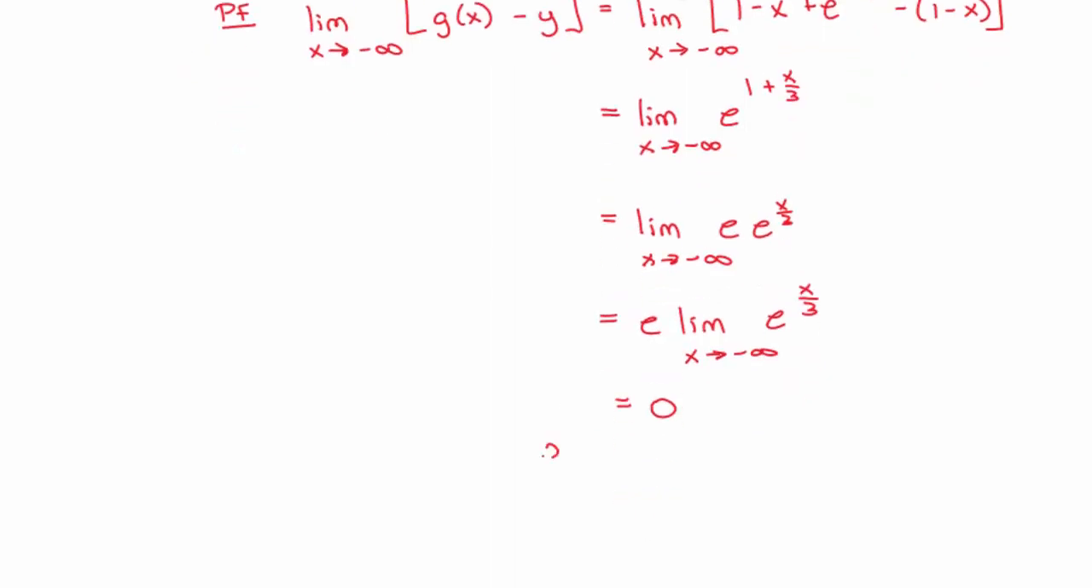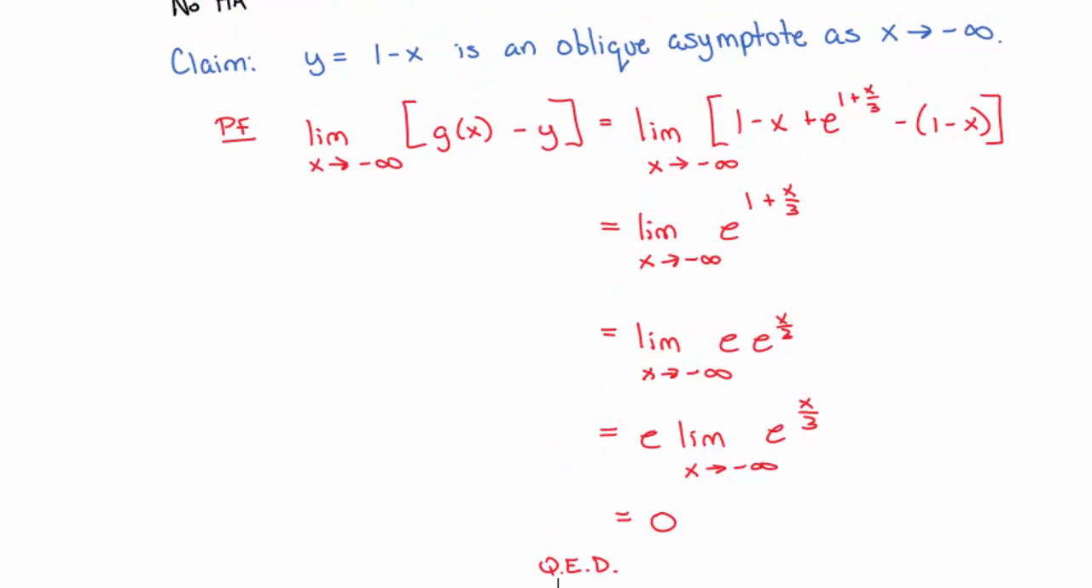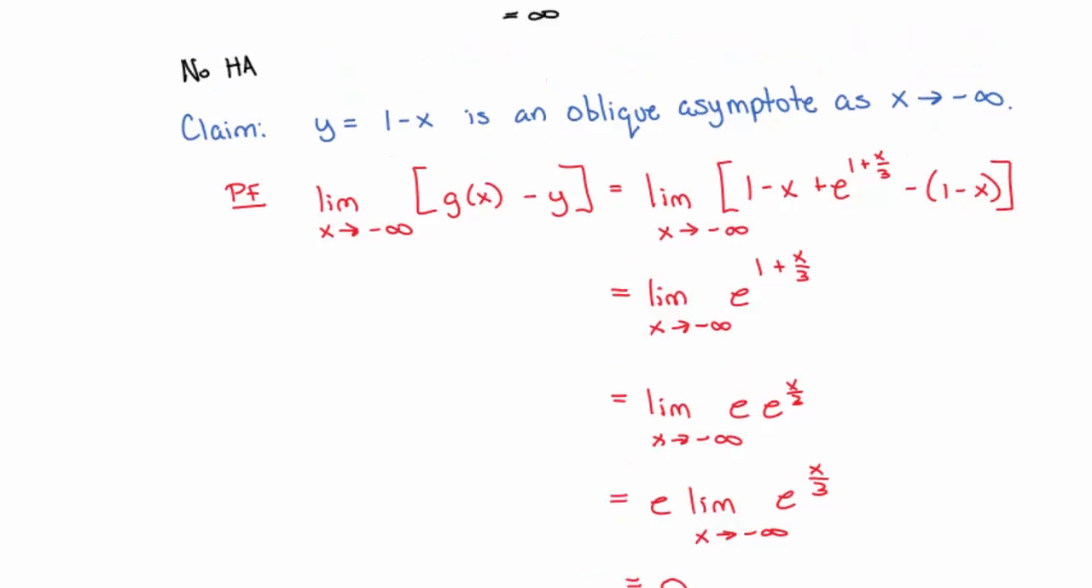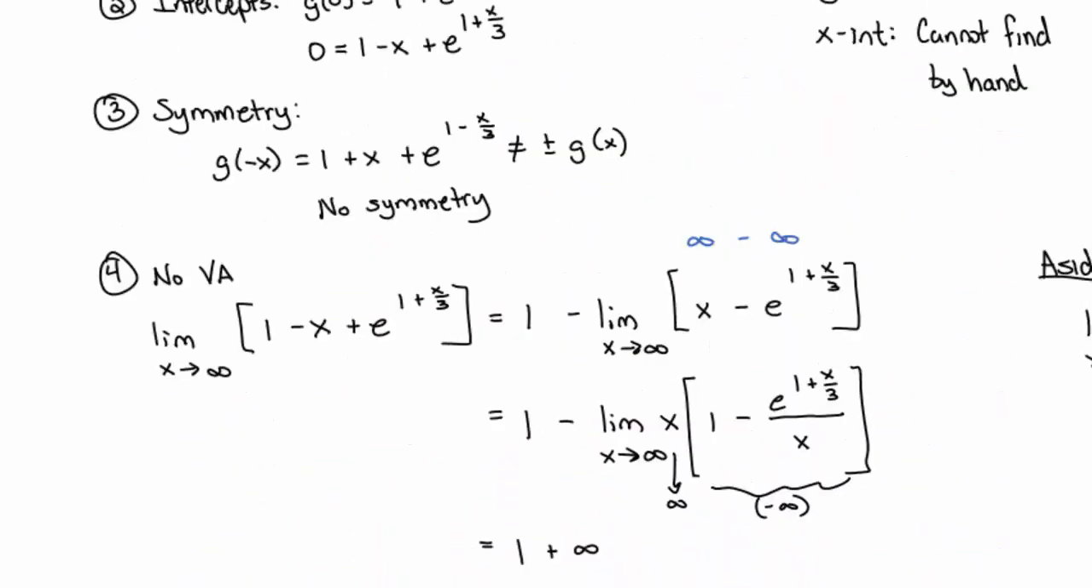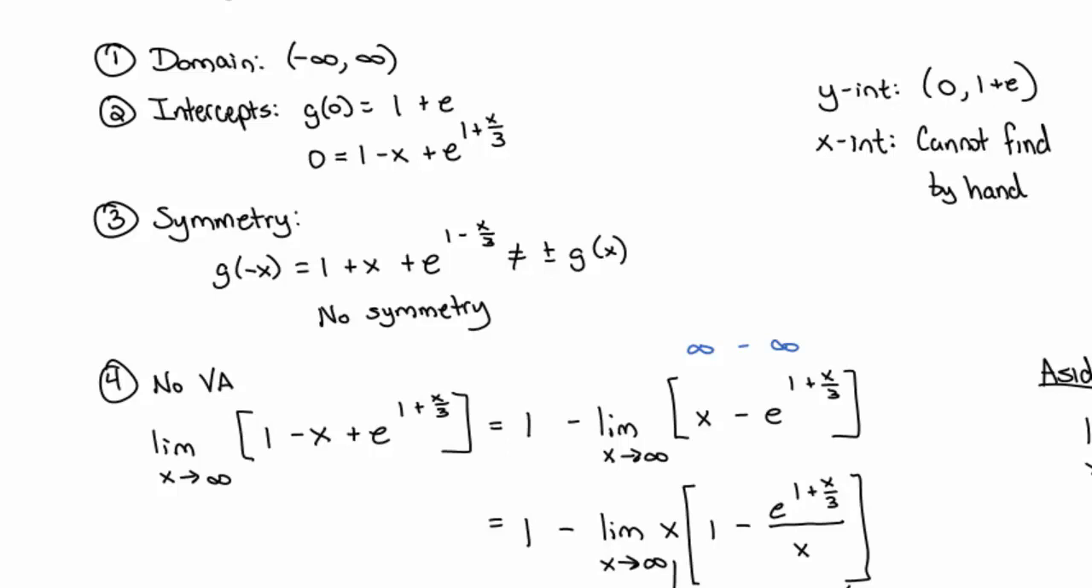QED. That tells me that my claim is true, that it is true that 1 minus x is my oblique asymptote as x goes to negative infinity. So I'm going to put that in my list of information here. I have my y-intercept is at (0, 1 plus e). I can't find my x-intercepts, but I do know I have an oblique asymptote, y equals 1 minus x, again as x goes to negative infinity. That'll help out in the long run.